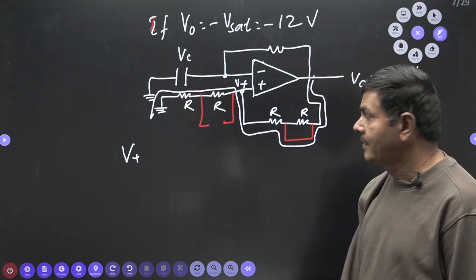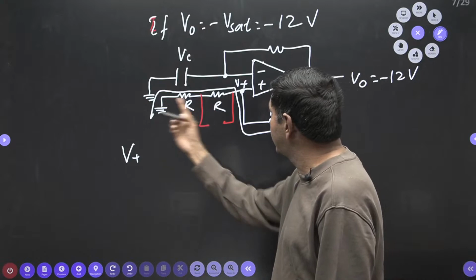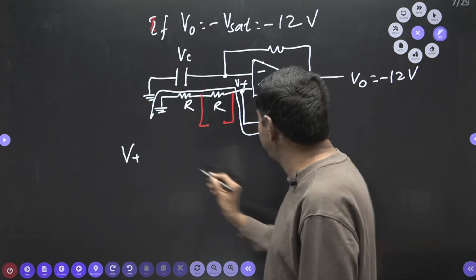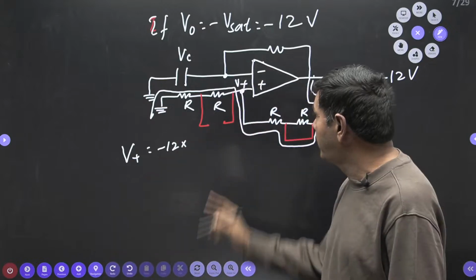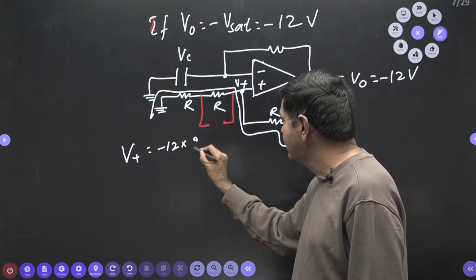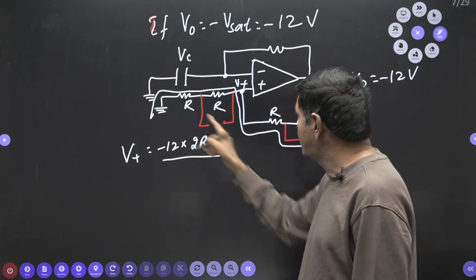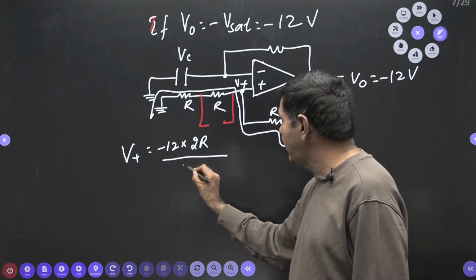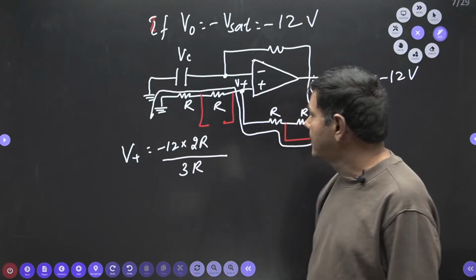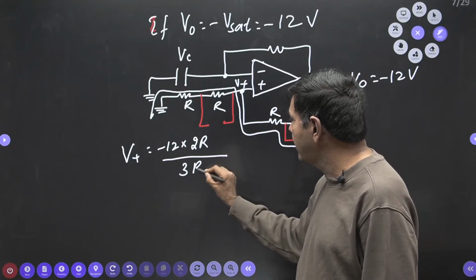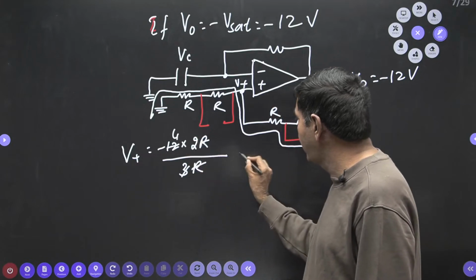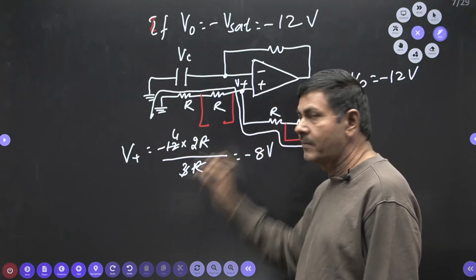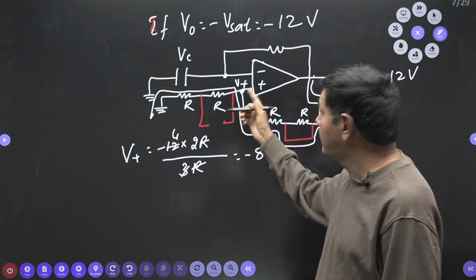That's why V plus is the voltage across this 2R, minus V sat, according to the voltage divider formula: minus 12 into 2R divided by 2R plus R, which is 3R. I can cancel R and R, and finally I get minus 8 volts. So V plus equals minus 8 volts.